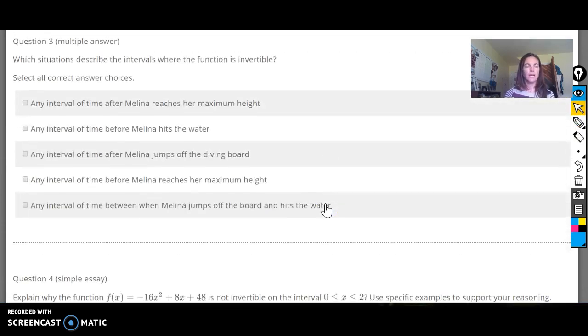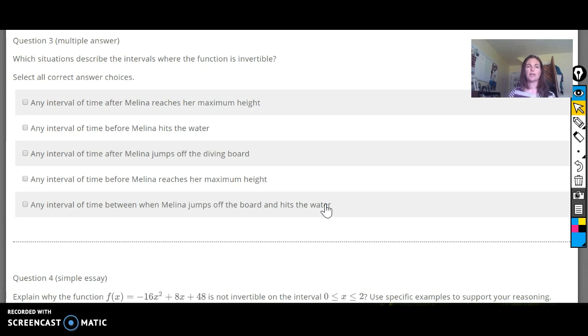Okay. Question 3, which situations describe the intervals where the function is invertible? Okay. Let me just make sure that I have these. Any interval of time after she reaches her maximum height, right? So that's after a quarter second. So that's true. Any interval of time before she hits the water. No, that won't work because that includes on the way up and on the way down. Any interval of time after she jumps. That's the same as the previous one.